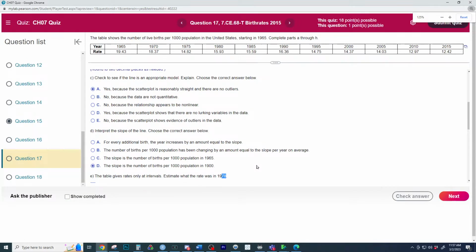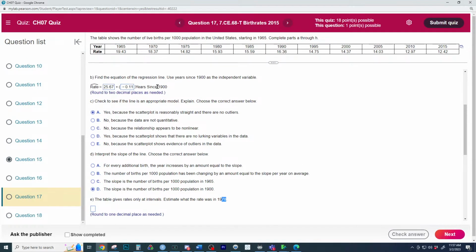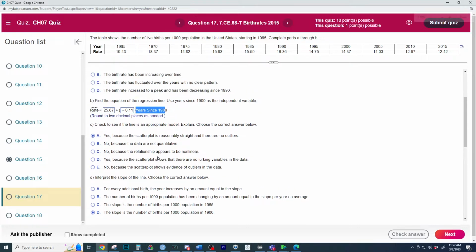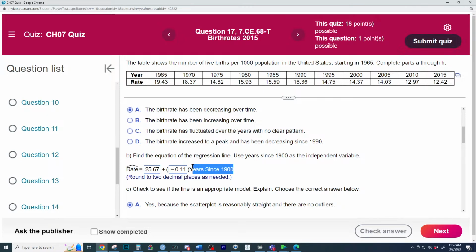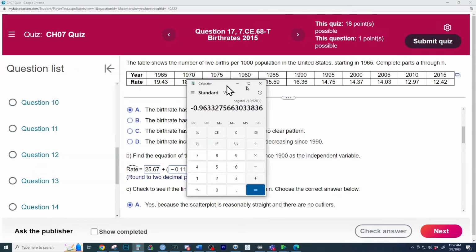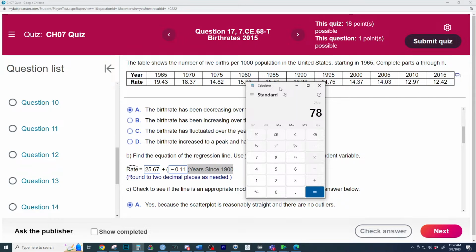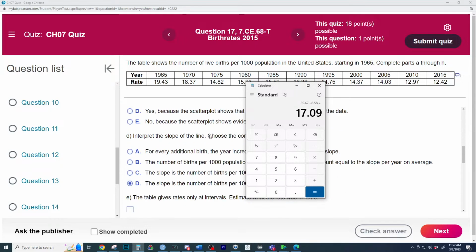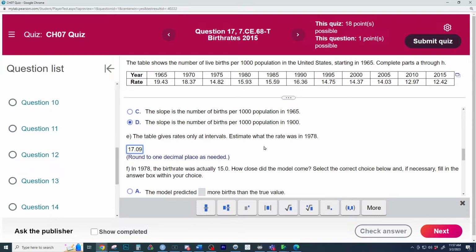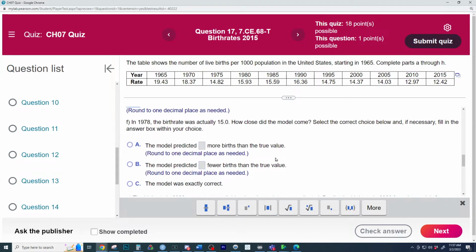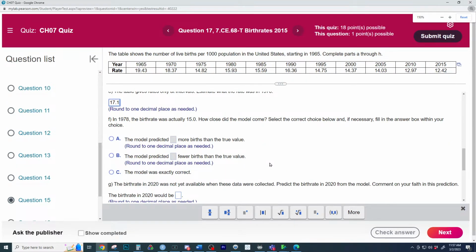A key part here is that when you're solving it, you have to realize that you're plugging in years since 1900. So this needs to be 78 when we plug it into the equation. Let's take 78 and plug it in right there. Type 78, times 0.11, which is the rounded to 2 decimals version. Then take 225.67 and subtract from it 17.09. There we go, round to 1 decimal place. That should be correct. In 1978, there were actually 15 births per thousand population.